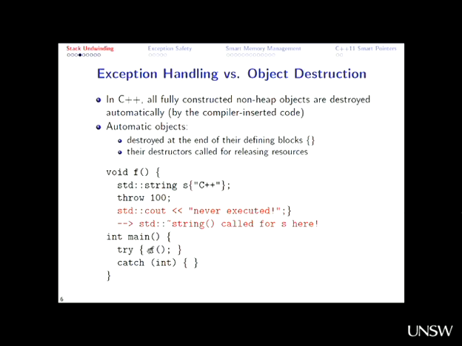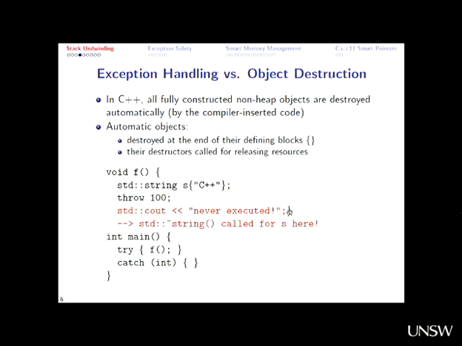Int main says try f. You go into f, it creates a local variable on the stack, a local string on the stack, called s. It then says throw 100. The next line never gets executed, because it's thrown now. The end of this function, unfortunately, has been placed there by the slides, but you'd expect that to be on its own line.